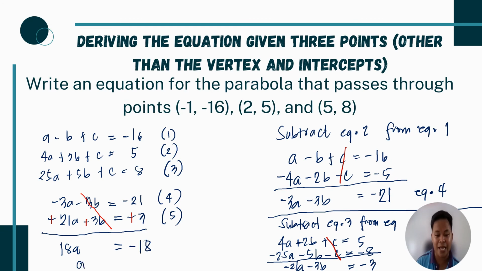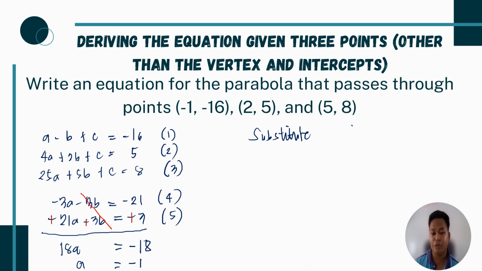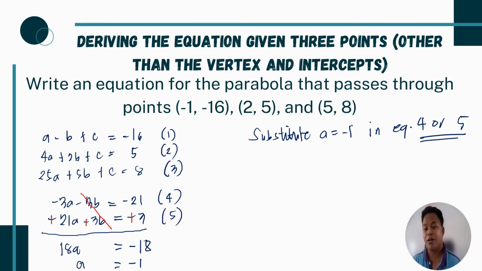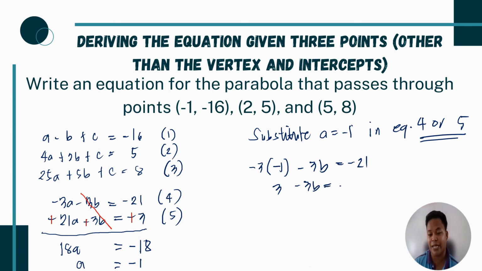Therefore, if we're going to solve for a, we're going to divide both sides by 18 and a is equal to negative 1. We're going to substitute the value of a, which is equal to negative 1, in equation 4 or 5. You can choose which equation you will use to find the value of b. So, I will be using equation 4. Negative 3 times negative 1 minus 3b is equal to negative 21. Then, negative 3 times negative 1 is positive 3. Minus 3b is equal to negative 21.